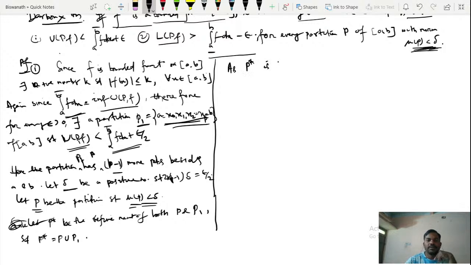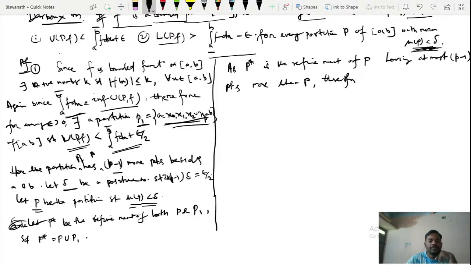So first I will start from here. As P star is the refinement of P having at most P minus 1 points more than P, therefore we can write this thing, which we have also written before: U(P,f) minus 2k (P minus 1) delta. In place of mu we are writing delta.